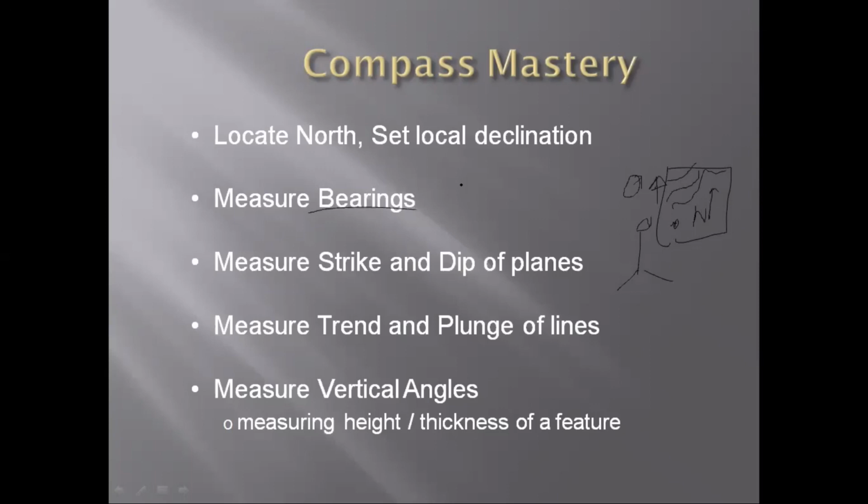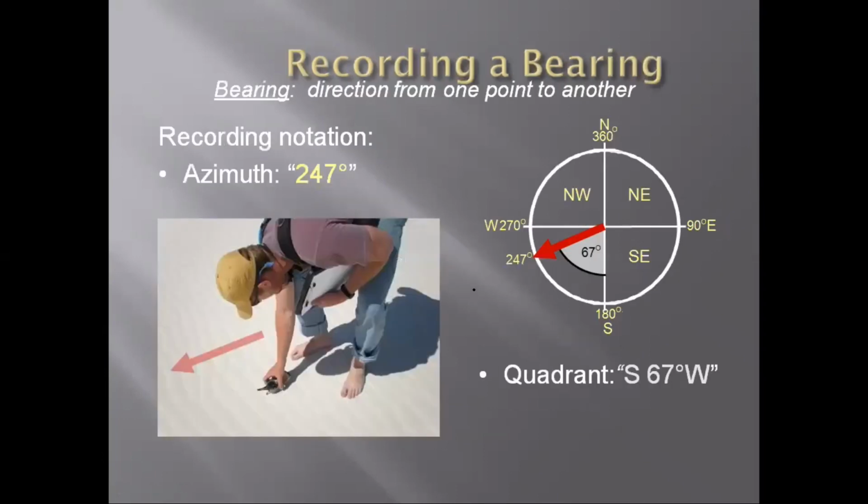We can also measure the strike and dip of planar features. We can also measure the trend and plunge of linear features or lines. And also we can measure the vertical angles, and in some cases measure height and thickness of a feature using different mathematical calculations. But most important for you at this scale is the measurement of strike and dip. That is by far the most important part of your study.